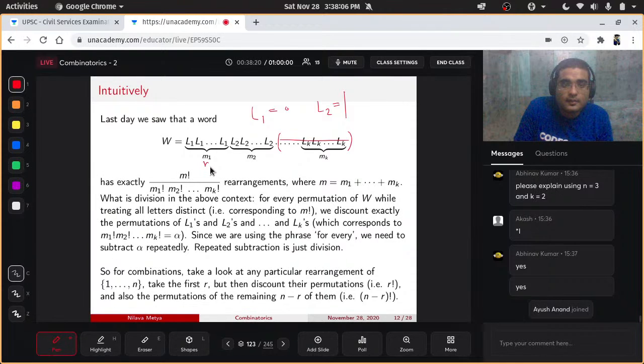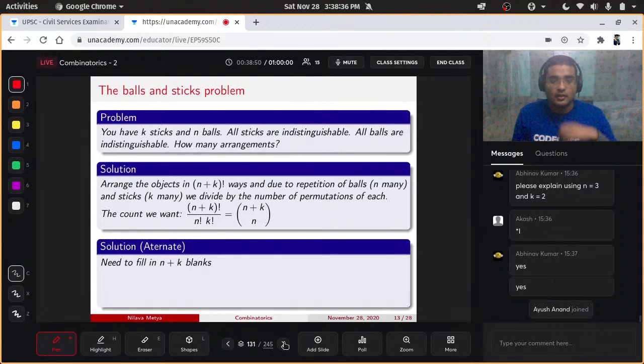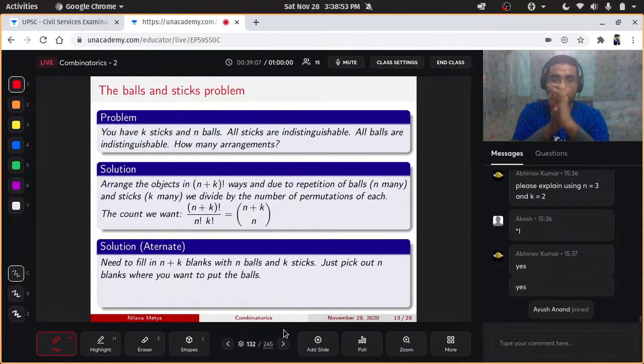Now an alternate solution is that you think of filling up n plus k blanks. How do you fill this? You first decide the places where you want to put your balls. These are my n plus k blanks, and these are the n places where I want to put my balls. Is that enough? Yes, because if I put my balls in those n places, what remains is k blanks, and I will just put my sticks there. So if I just pick out n blanks for my balls, the sticks automatically sit in the other places.